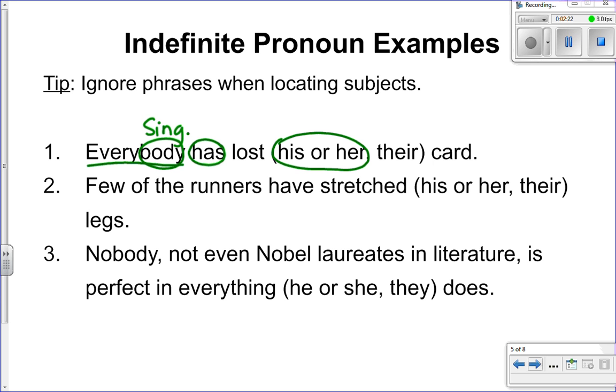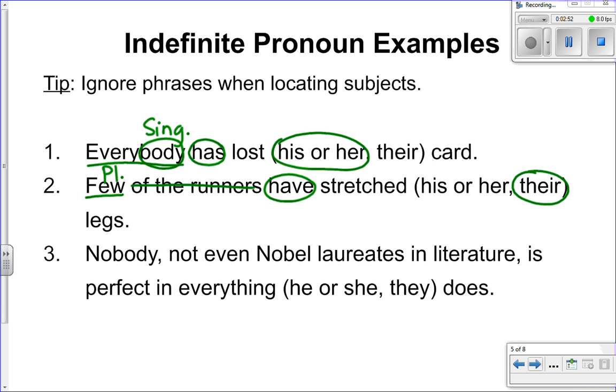In the next sentence, few of the runners have stretched his or her or their legs. When I say his or her or their, who is that referencing? And it's not technically runners because that's in a prep phrase, but it is the word few. And the word few is on your list of words that's always plural. A few is more than one. And so I'm going to take that plural pronoun there. Also, there's a context clue. The verb is a plural verb, the verb have. So the sentence is telling me that it is actually plural.